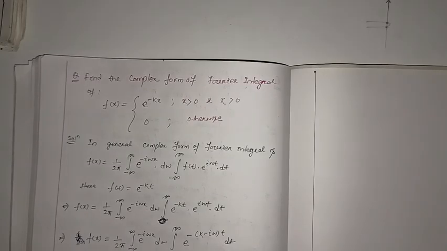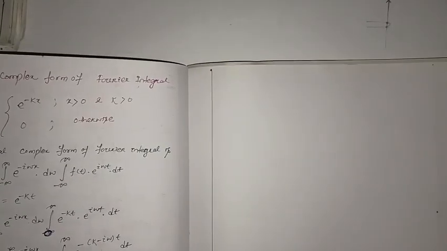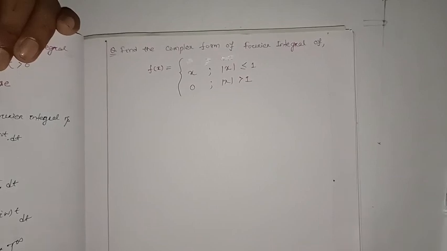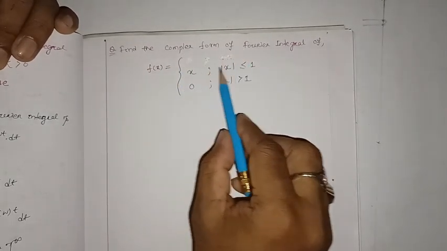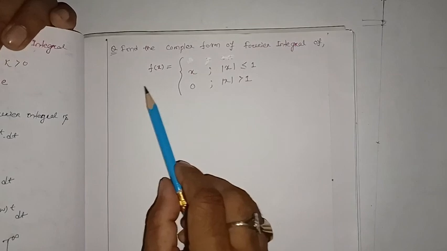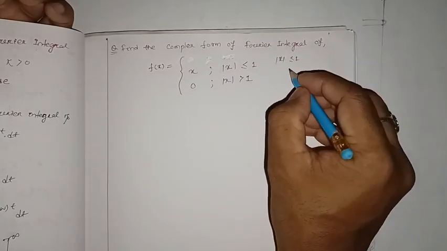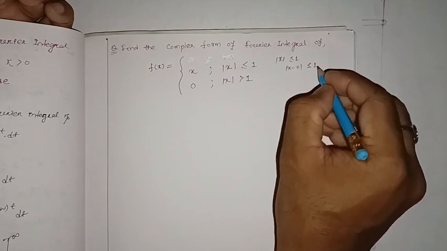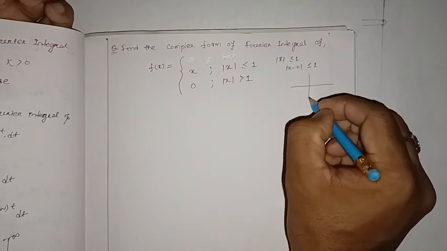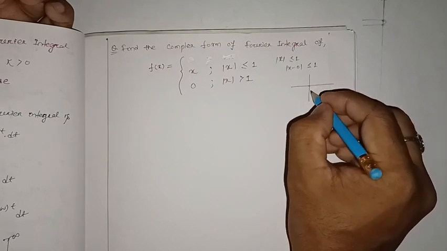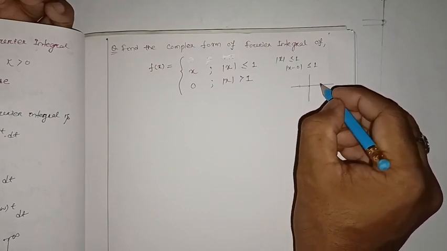Next we are going to go for another question. So this is another question, where we have to find the complex form of Fourier integral of this function f of x, having the value x for mod x less than 1 and 0 for mod x greater than 1. As I discussed, mod x less than 1 means mod of x minus 0 is less than 1, it is a circle equation. If we draw it, its center is at 0 and radius is 1.